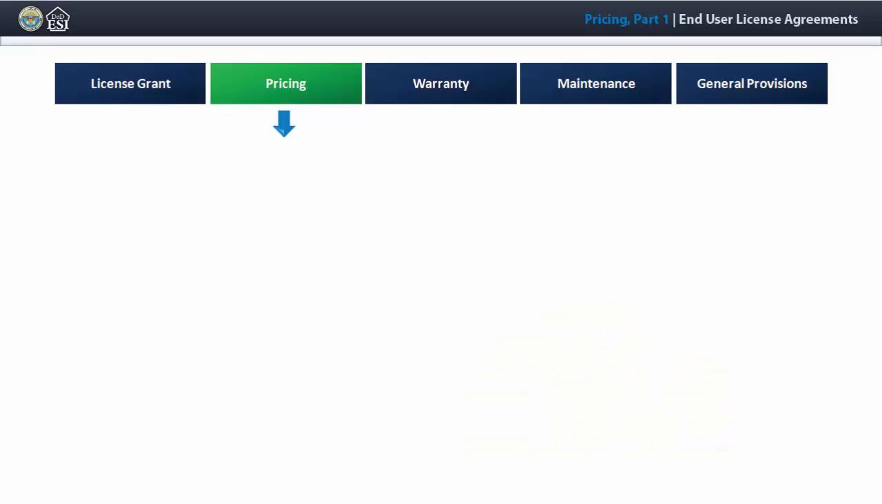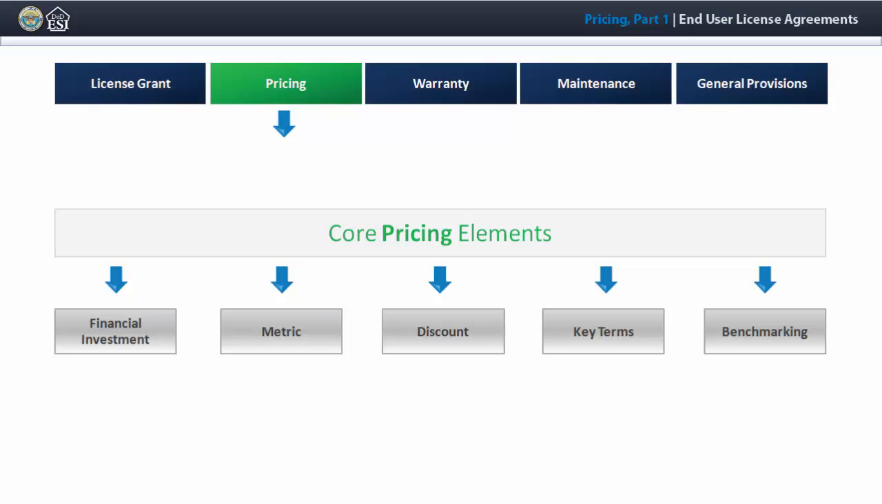In this tutorial, we will cover the 5 main factors involved in software pricing: the financial investment being made in the software, the metric used to determine the price of the software, the discounts negotiated, the key terms and conditions related to price, and benchmarking the best price.